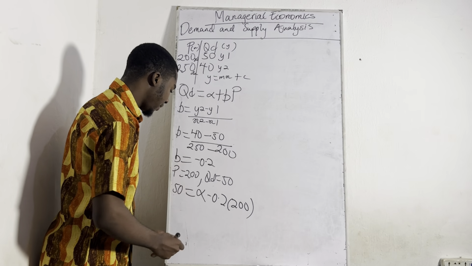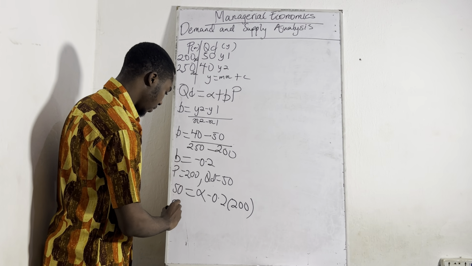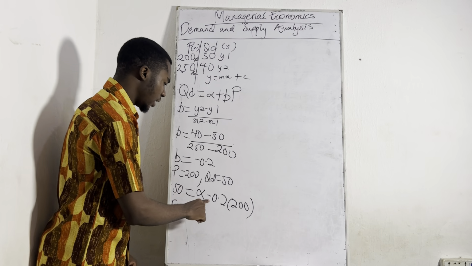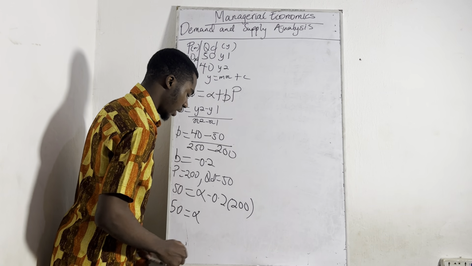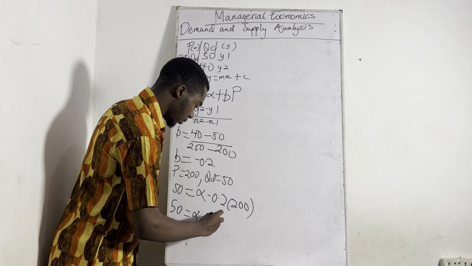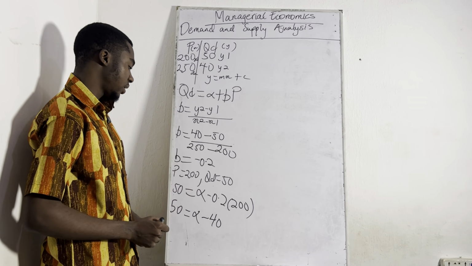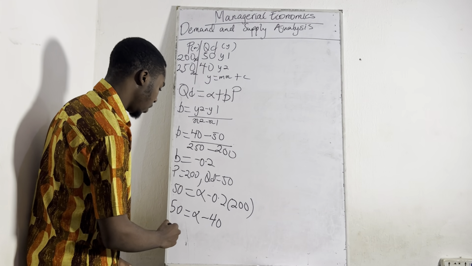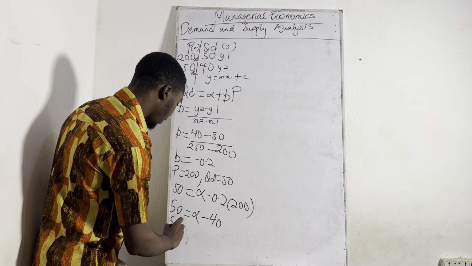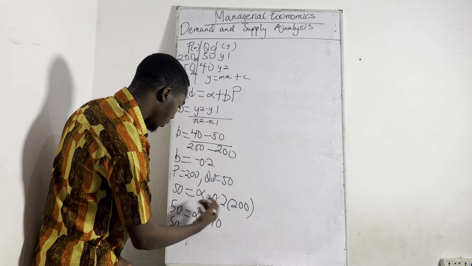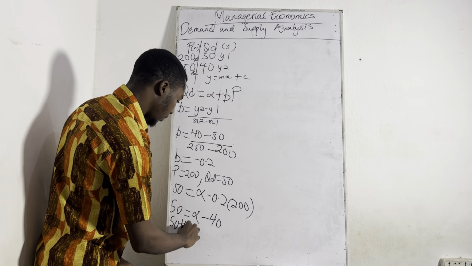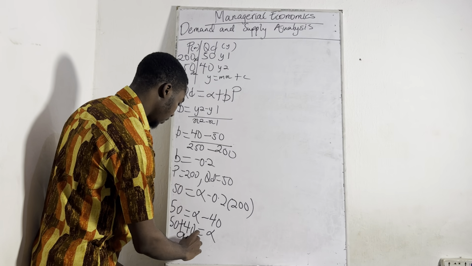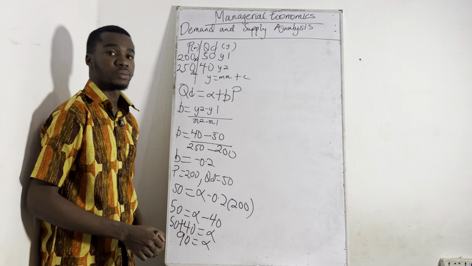So now we can simplify this further. So we have 50 is equal to alpha. Then we have negative 0.2 times 200. That should give us negative 40. Right? Our objective is to find for alpha. So we can bring the negative 40 to cross the equal to sign to make it positive. So we are getting 50. The negative 40 will cross, so plus 40 is equal to alpha. Then 50 plus 40 is 90. So our alpha is 90.